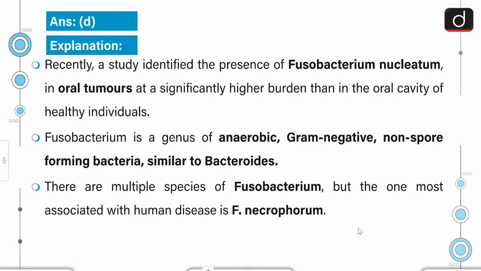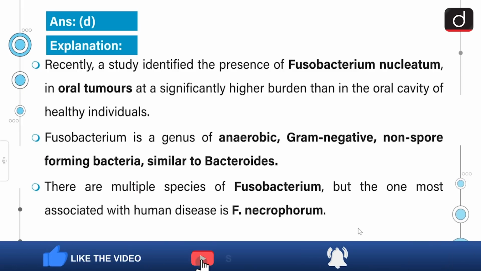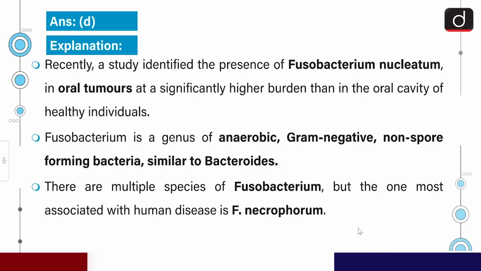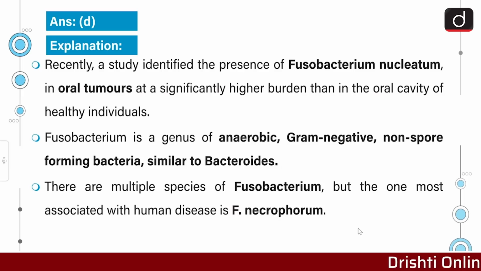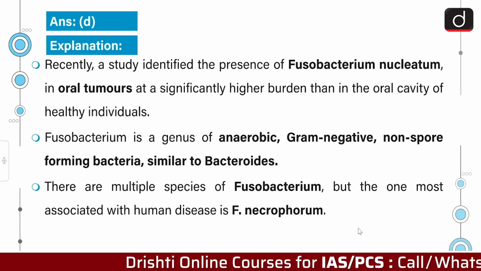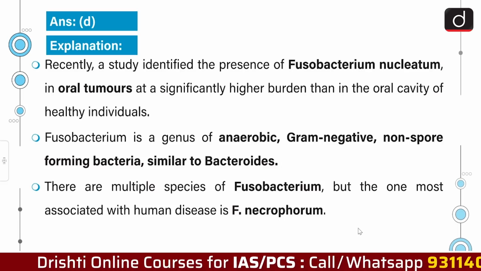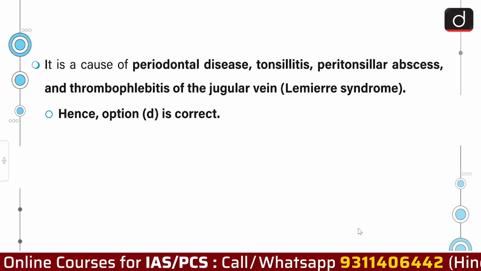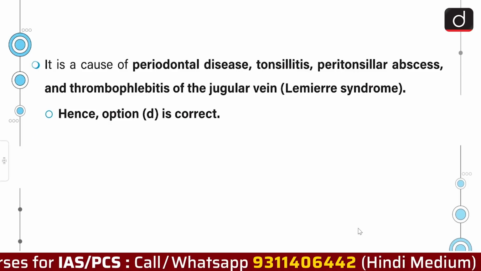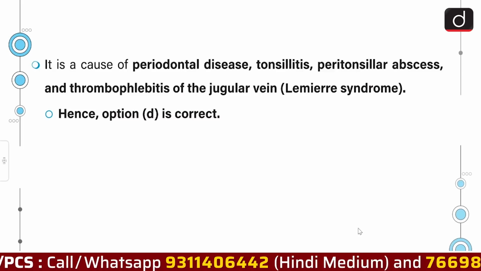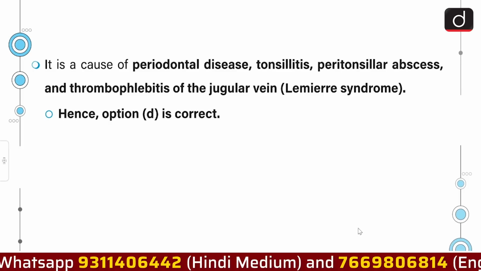Now recently a study identified the presence of Fusobacterium nucleatum in oral tumors at a significantly higher burden than in the oral cavity of the healthy individual. Fusobacterium is a genus of anaerobic, gram-negative, non-spore-forming bacteria similar to bacteroids. There are multiple species of Fusobacterium, but the one most commonly associated with human diseases is Fusobacterium necrophorum. It is the cause of periodontal disease, tonsillitis, peritonsillar abscess, and thrombophlebitis of the jugular vein, that is, Lemierre's syndrome.